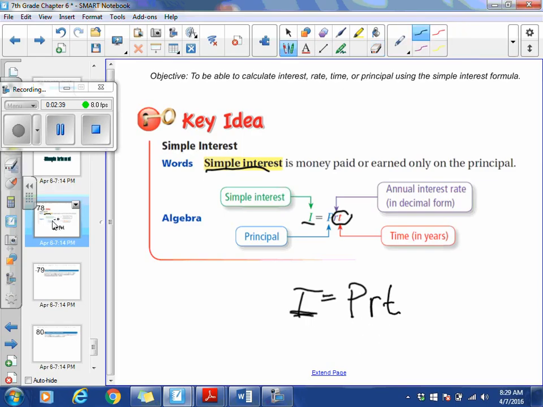Time is always in years. So if your time was 12 months, you'd want to write that in your equation as 1 year. If your time was 3 years, t equals 3. If your time was 6 months, then t would equal 0.5 years.